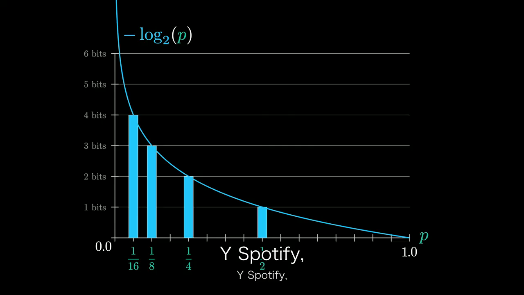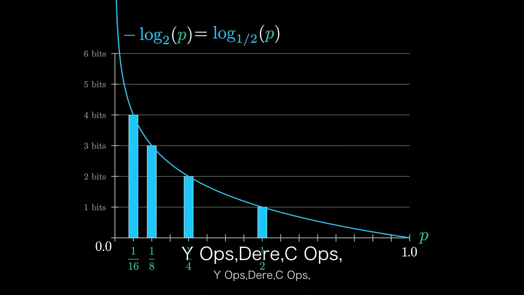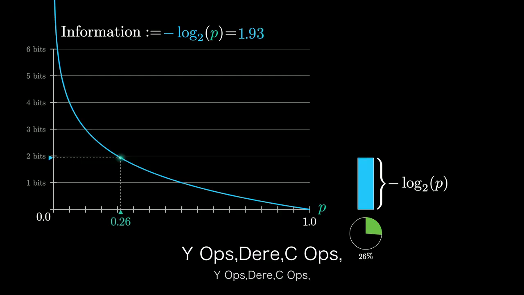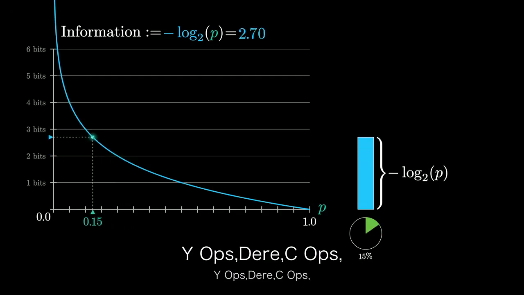I mentioned how I kind of wish that history had unfolded in such a way that we call it the log base 1/2 of the probability, since it's really just asking how many times do you chop things in half to get down to a certain amount. Claude Shannon defined this expression to be the information content of an event.